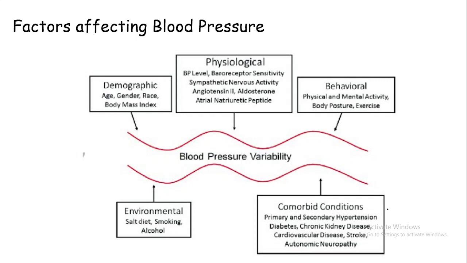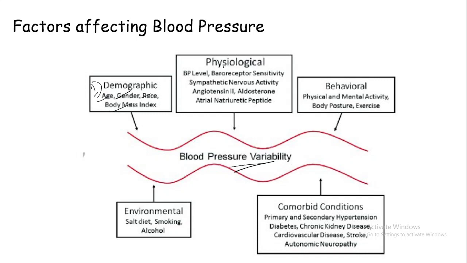Next, factors affecting the blood pressure. So I said various physical factors, internal and external factors affect the blood pressure, and that may vary. One of those factors is demographic. Demographic is with respect to the area, age, gender, race, body mass index. That is going to be different. A person living in Africa or America can have a normal range of blood pressure different from a person living in India.